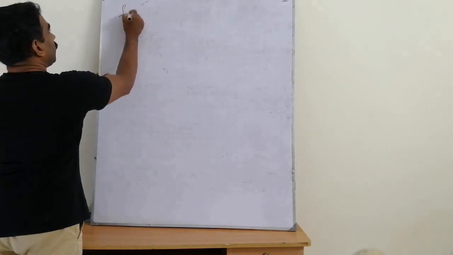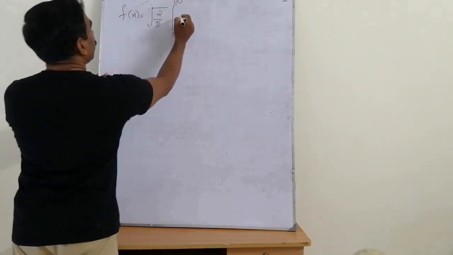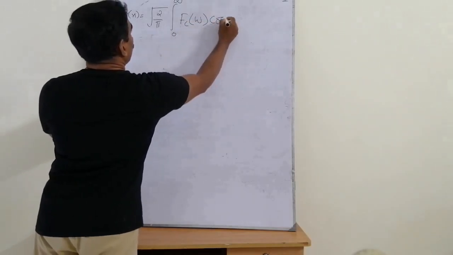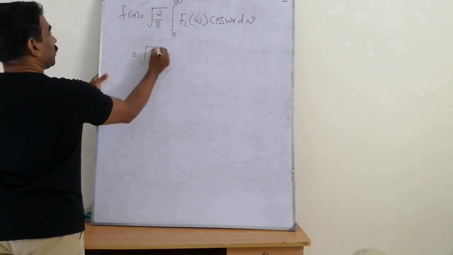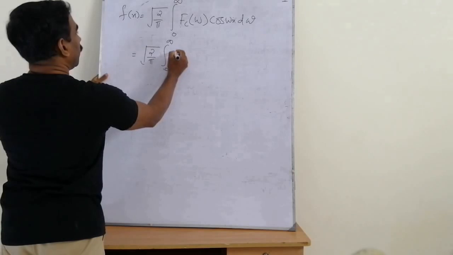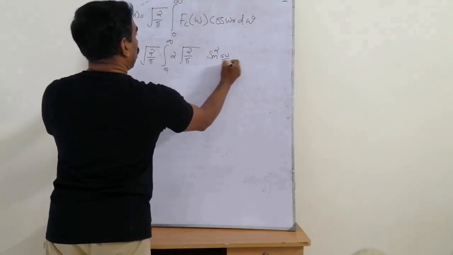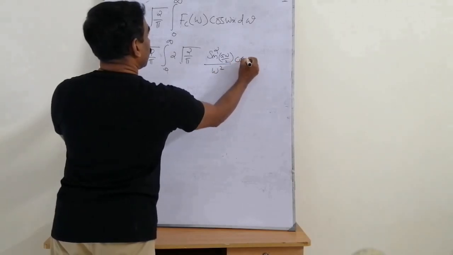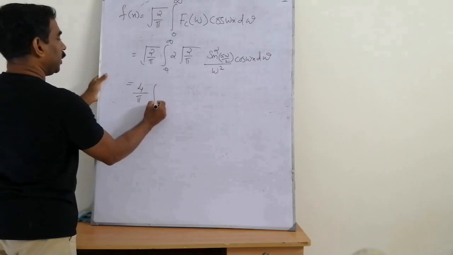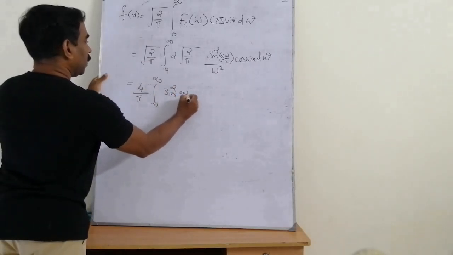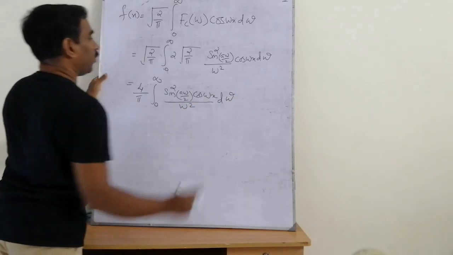Inverting the function, we get f(x) equal to square root of 2 by pi integral 0 to infinity Fc(omega) cos omega x d omega, which is equal to square root of 2 by pi integral 0 to infinity 2 into square root of 2 by pi, sin square (a omega by 2) the whole divided by omega square, cos omega x d omega, that is equal to 4 by pi integral 0 to infinity sin square (a omega by 2) cos omega x divided by omega square d omega.